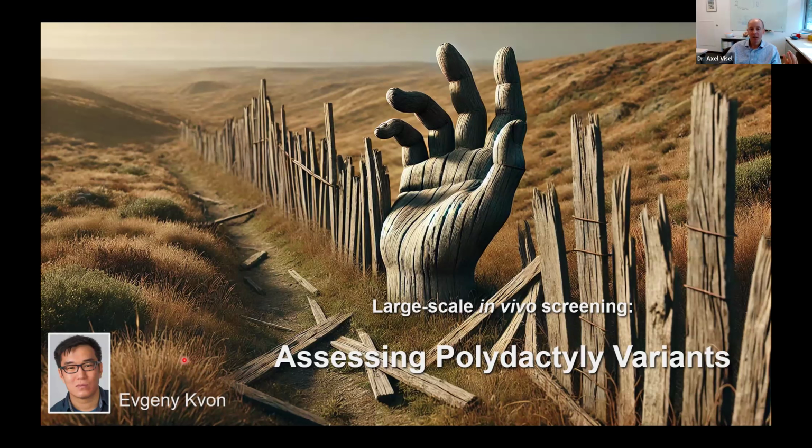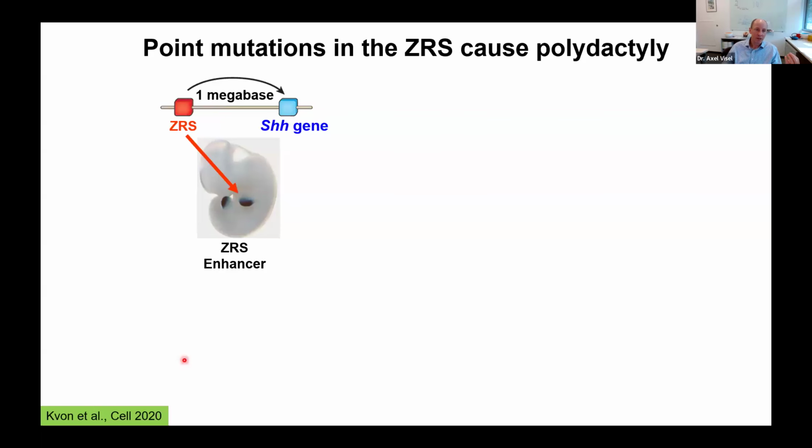In this case, he looked at one of the enhancers that is, well, I'd argue it's probably the single most studied enhancer in the human genome, which is the ZRS enhancer. This is an enhancer that is highly conserved in vertebrates. You find it conserved all the way down to fish. It's really well conserved between human and mouse. It's special in a number of ways.